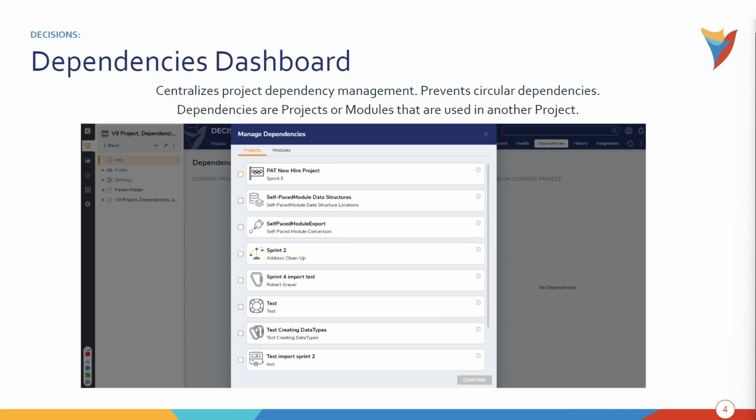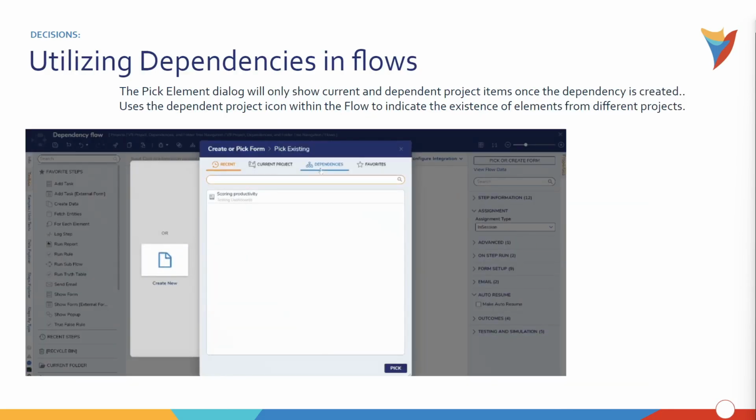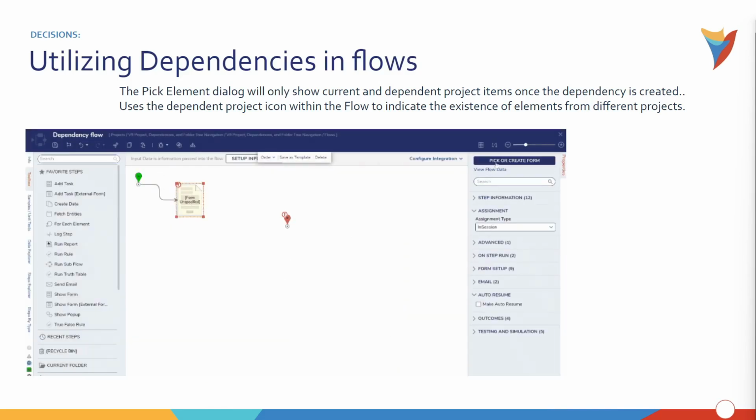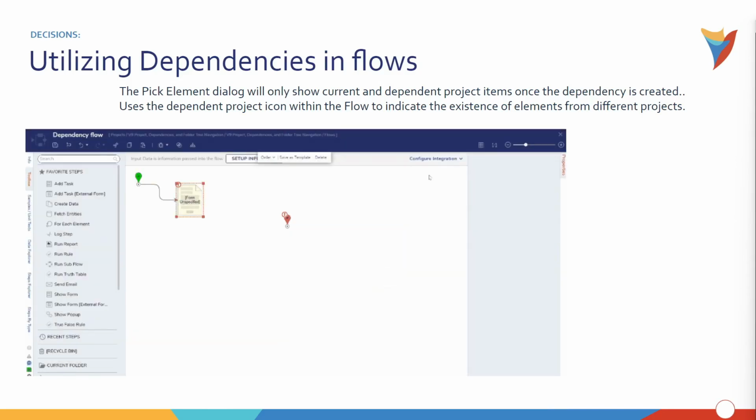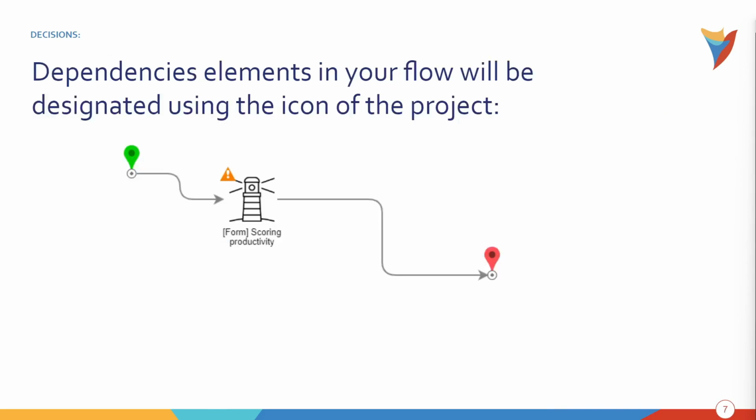So when it comes to dependencies themselves, you can attach them and monitor them using the dependencies dashboard. That's going to be shown when you click on the Info tab on the top right, and we'll take a look at that in a moment. Once you have declared a dependency in a project, you can utilize elements from a project in another project. You can do that using pick existing in dependencies or by searching for it in the toolbox. And we'll take a look at that in a moment.